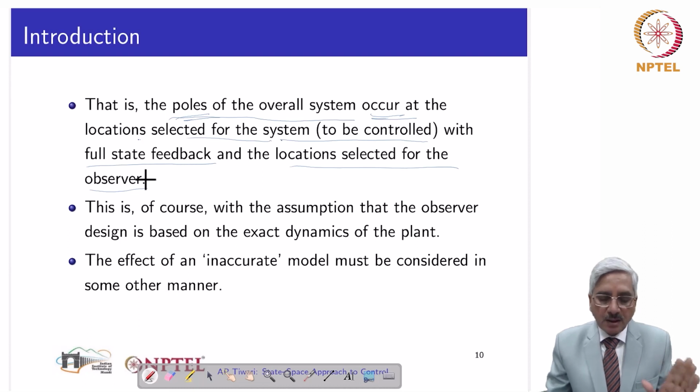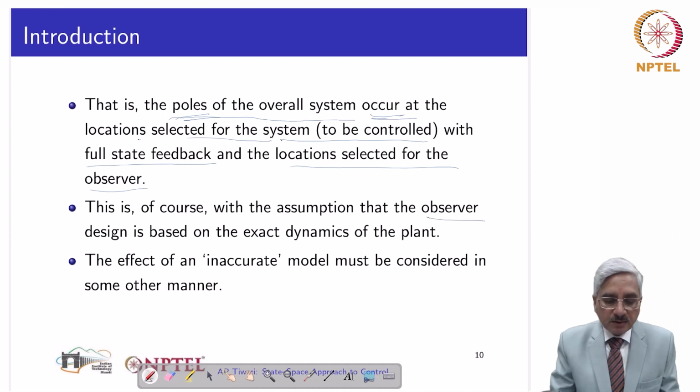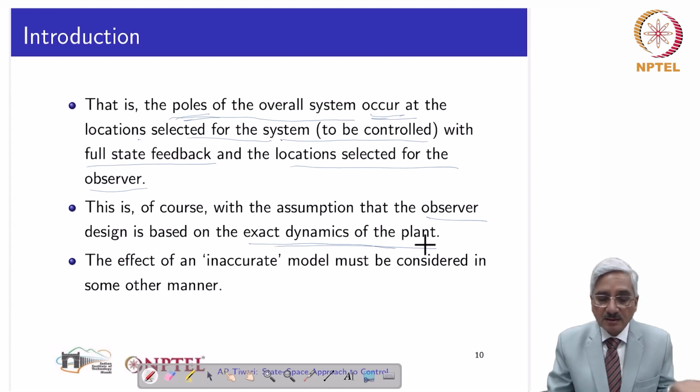Of course, we have a very strong assumption that the design of the observer is based on the exact dynamics of the plant. Of course, the control design was also based on the exact dynamics of the plant. So both for the controller design as well as the observer design, we assume the knowledge of exact plant dynamics, the A, B, C matrices, and that the state space model in which these matrices are used characterizes the system with full confidence, full faith.